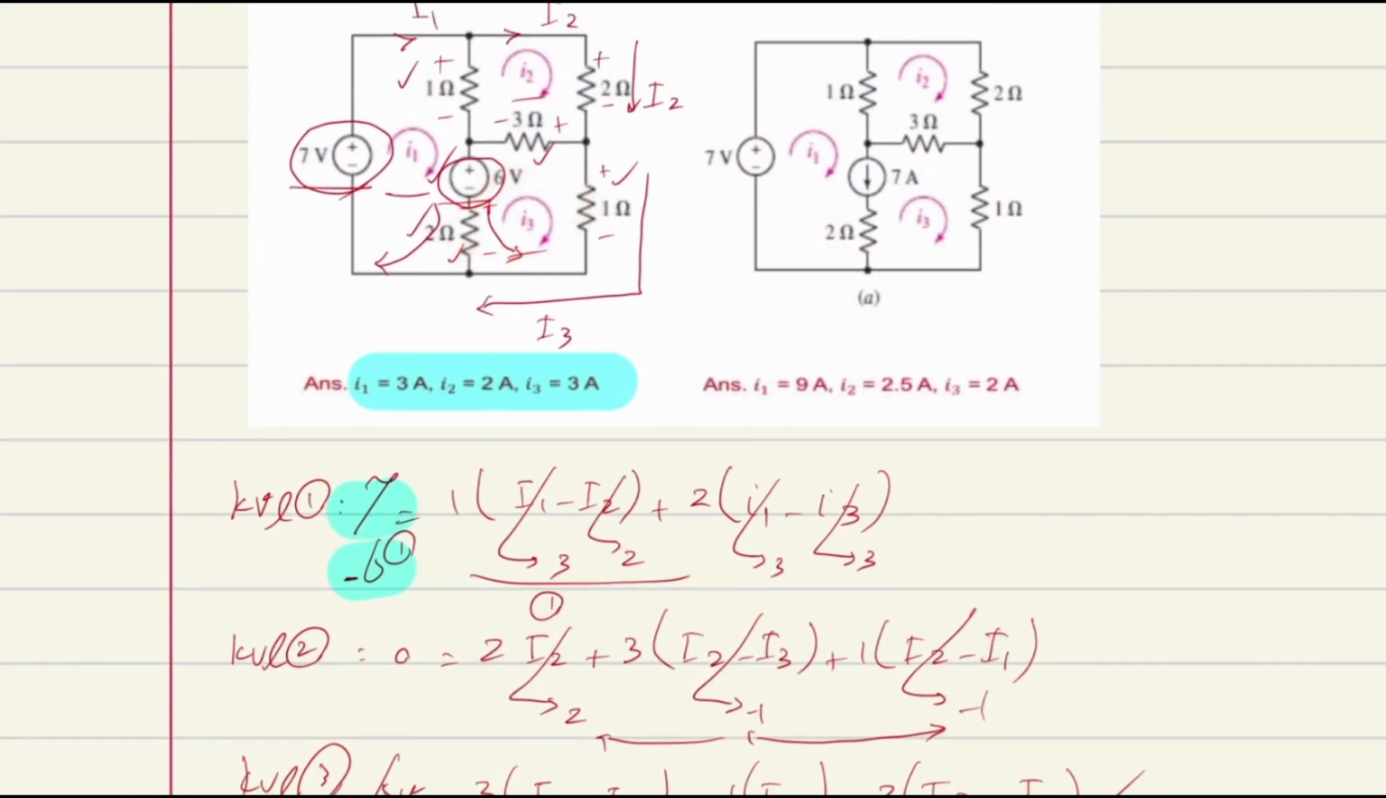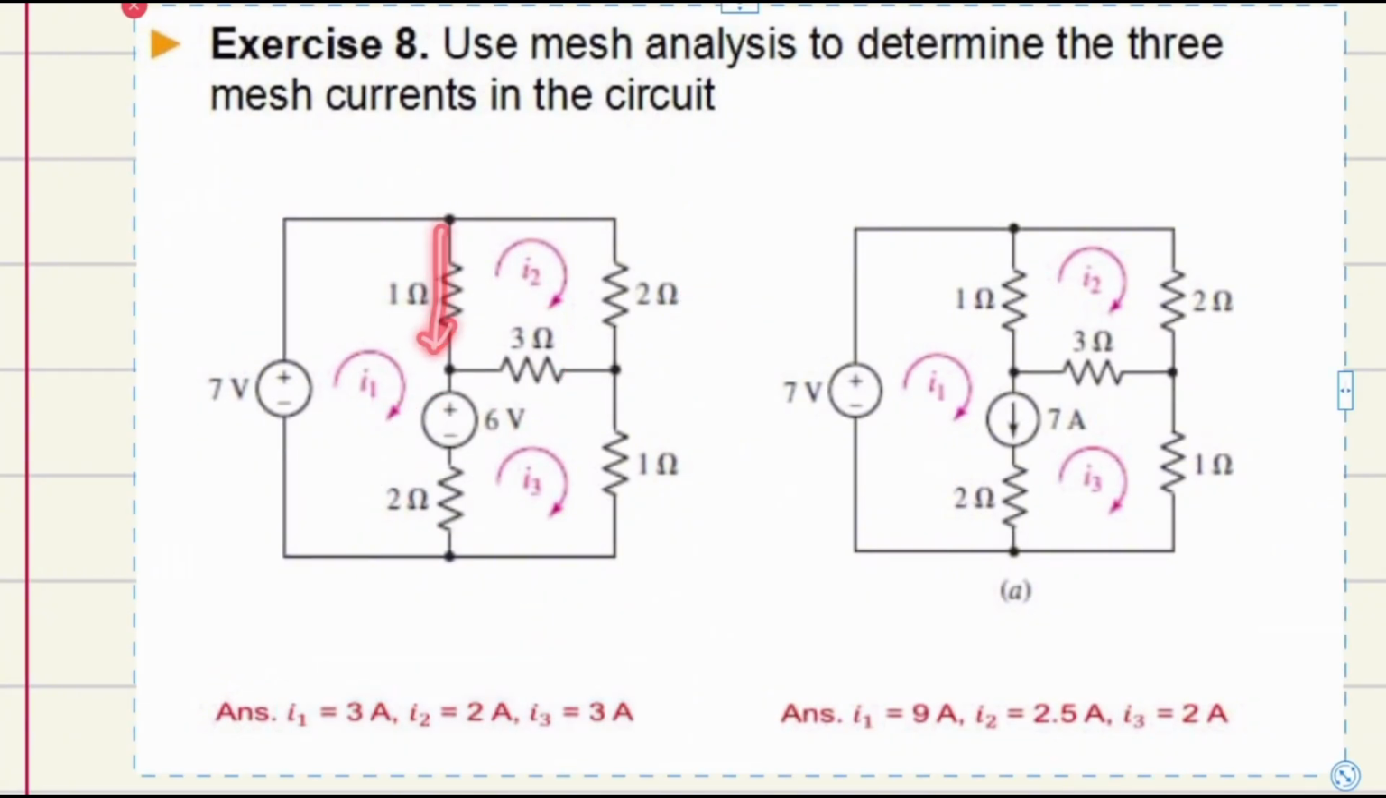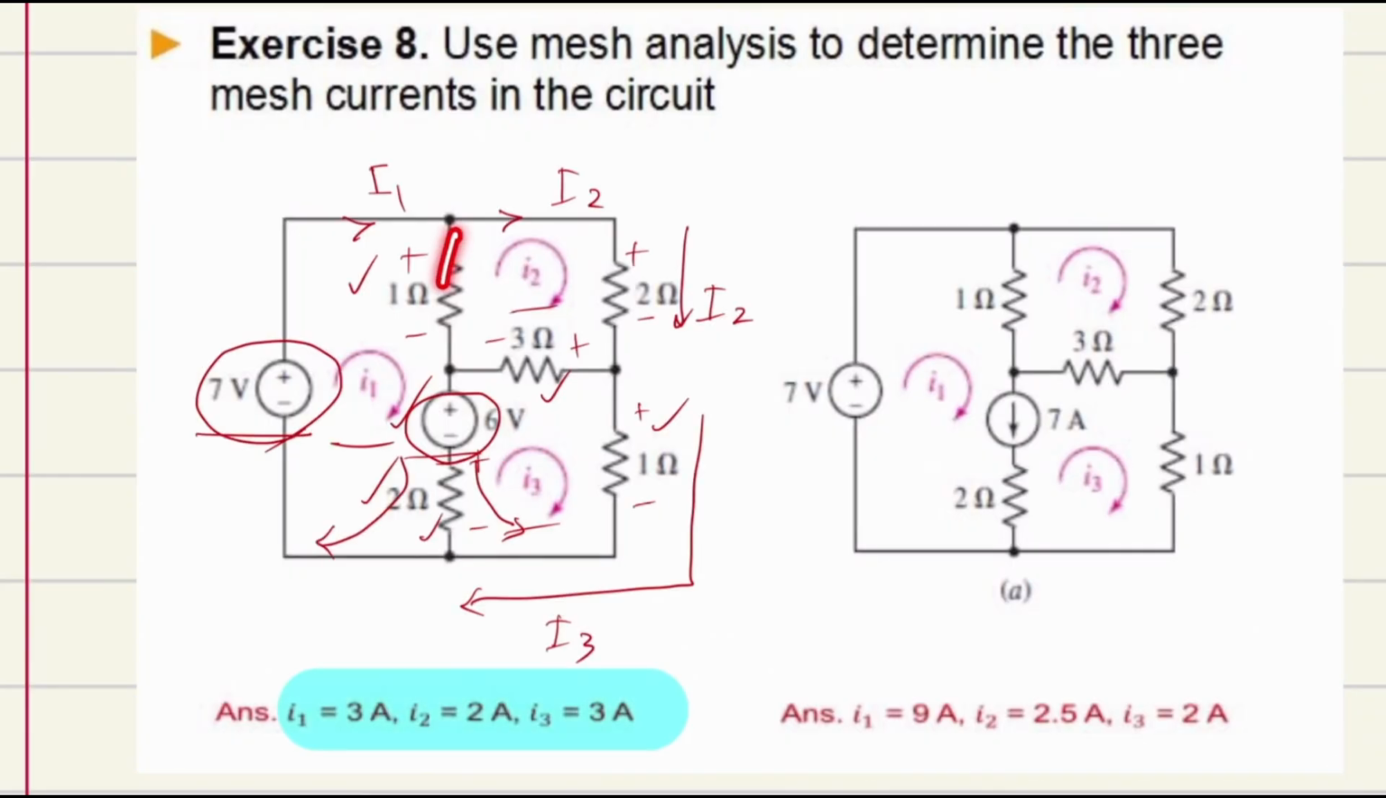But since we are dealing with three kinds of currents, it is very important that when you're looking at this from this direction, you're looking at I1 subtracted by I2. But when you're looking at this through this direction, it would be I2 subtracted by I1. And the same thing would happen for all of them.